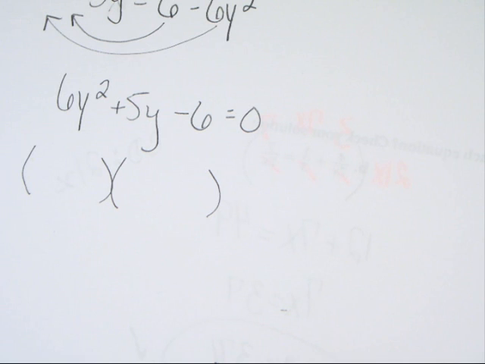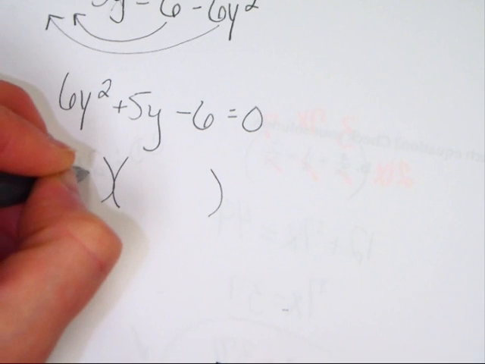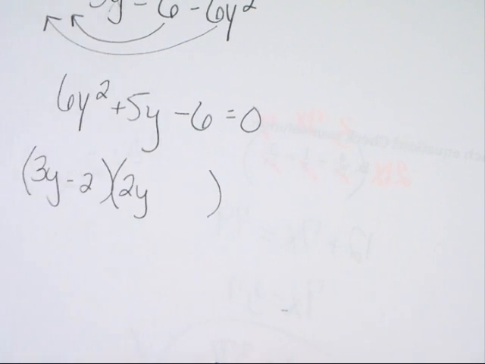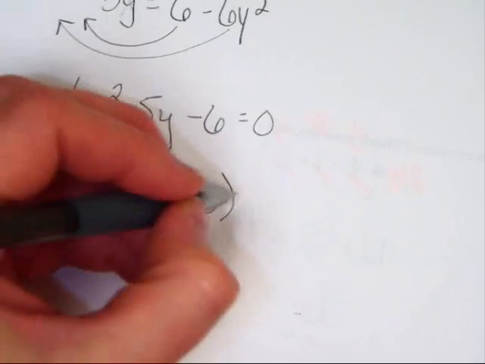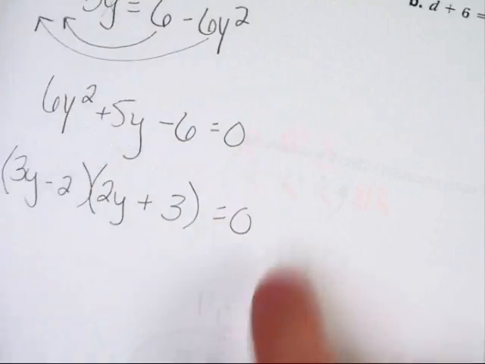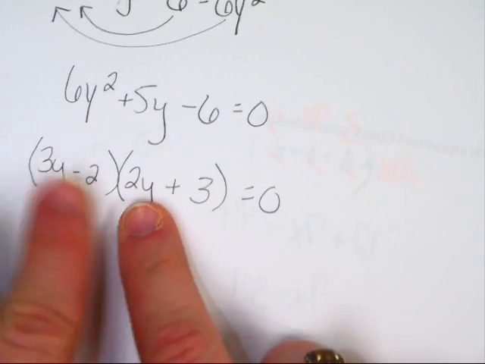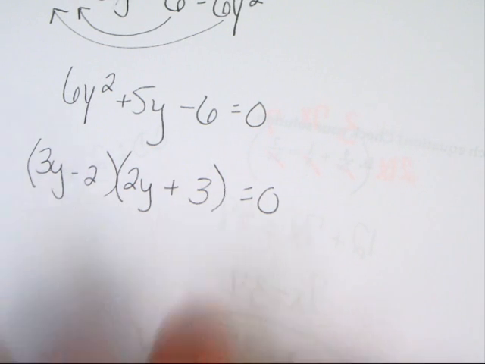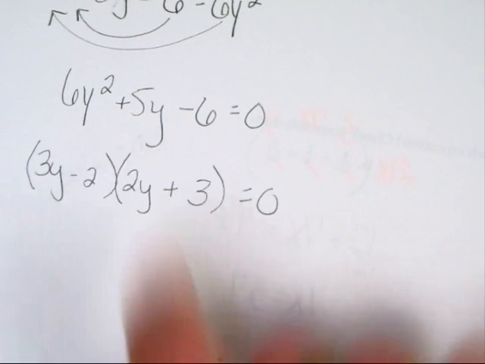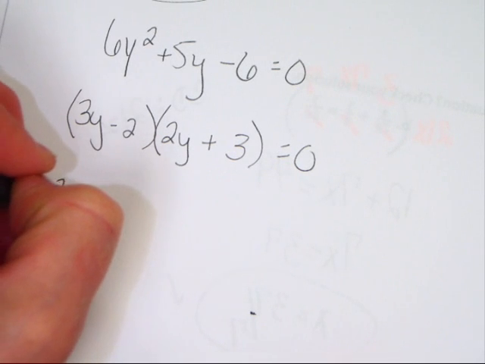In order to factor this, go ahead, try to factor it, and then check your answer with mine. Pause the video if you need to, because I'm going to give you the answer. It's 3y minus 2 and 2y plus 3. If you don't understand that, here you go. The insides give me negative 4, the outsides give me a positive 9, and negative 4 makes a positive 5. Now you need to set each of these equal to 0 and solve.